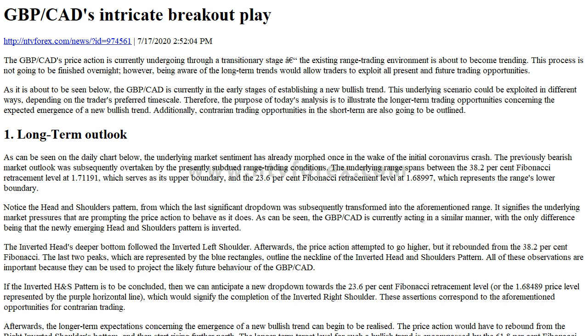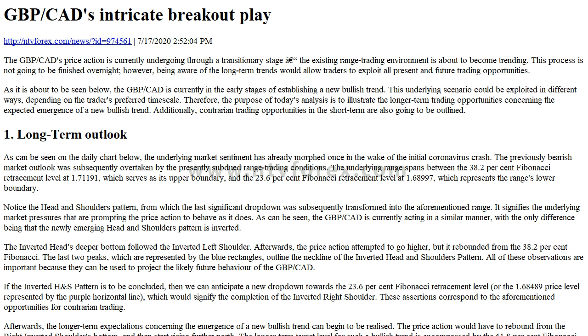These assertions correspond to the aforementioned opportunities for contrarian trading. Afterwards, the longer-term expectations concerning the emergence of a new bullish trend can begin to be realized. The price action would have to rebound from the right inverted shoulder's bottom, and then start rising further north. The longer-term target level for such a bullish trend is encompassed by the 61.8% Fibonacci retracement level at 1.74738.